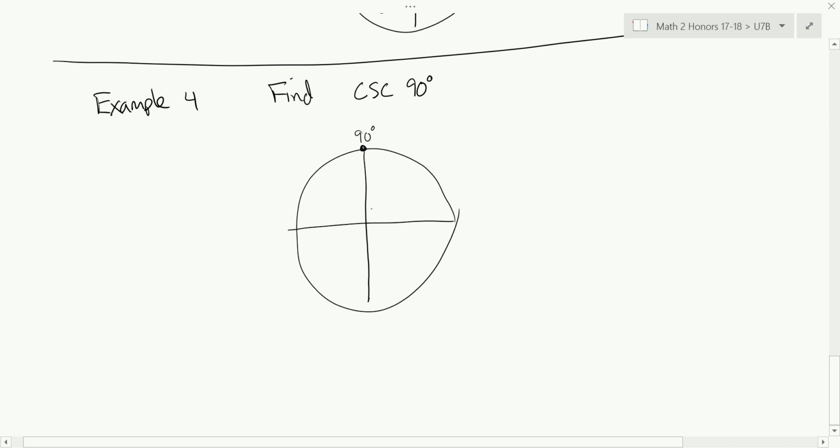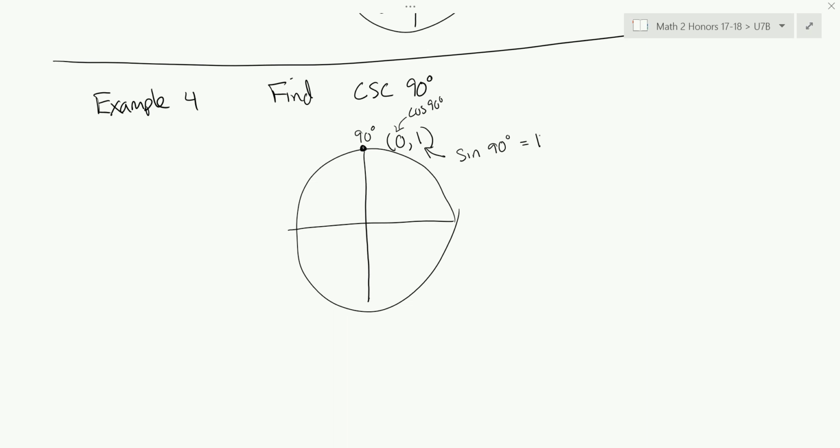So what's the coordinate of that point at 90 degrees? 0, comma 1. And the x coordinate represents what? The cosine of 90 degrees. And the y coordinate represents the sine of 90 degrees. Now the cosecant is the reciprocal of which one? Sine.